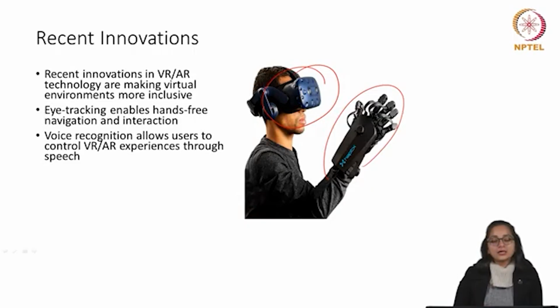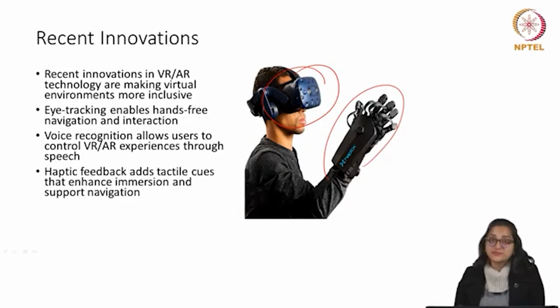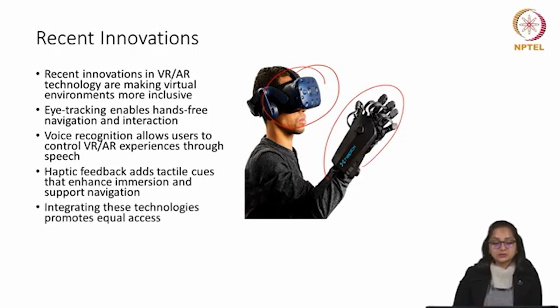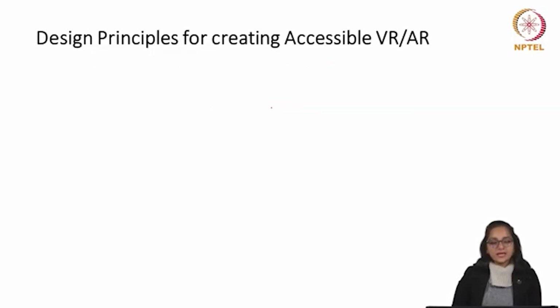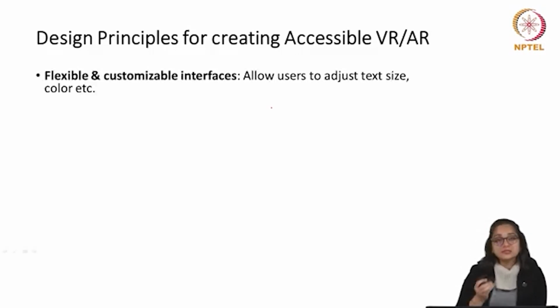Voice recognition allows users to control VR AR experiences through speech. Haptic feedback adds tactile cues that enhance immersion and support navigation. Integrating all of these technologies promotes equal access. So then let us talk about the basic design principles for creating accessible VR. Based on all of these discussions, let us summarize the design principles.